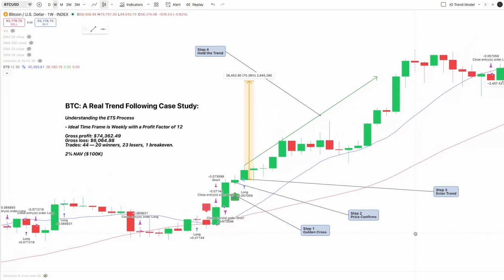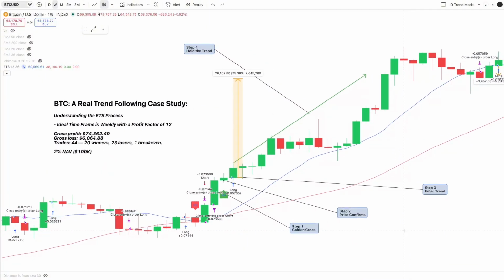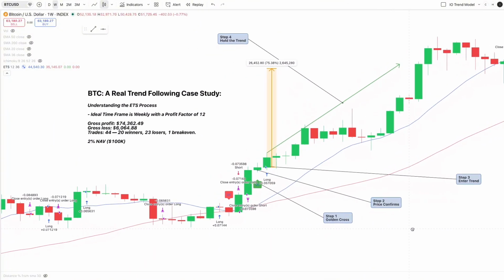So if you have any questions about the ETS with Bitcoin or any other cryptos, please message me directly or put it in the comments. Happy to help out where I can. Or if there's any other assets that you would like me to recommend on using the ETS, whether it's weekly, monthly, bi-monthly, or quarterly, it really depends on the asset as to which time frame is ideal to use.